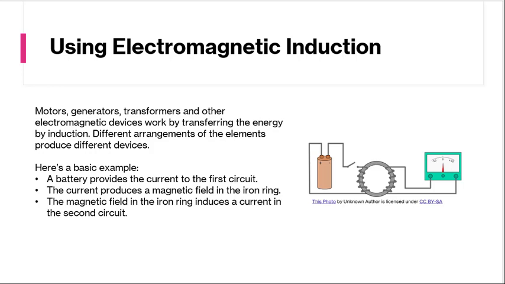Here's a real simple example just to run through. They're all formatted differently, but you start off with a battery and you create a little circuit, and that circuit is wrapped around a metal core that can be magnetic material, an iron core. Once current flows in that first circuit, it's going to create a magnetic field in that iron core. Now that there's a magnetic field in the iron core moving around, that magnetic field is going to create a current in the second circuit. And that's how you get from one to the other.